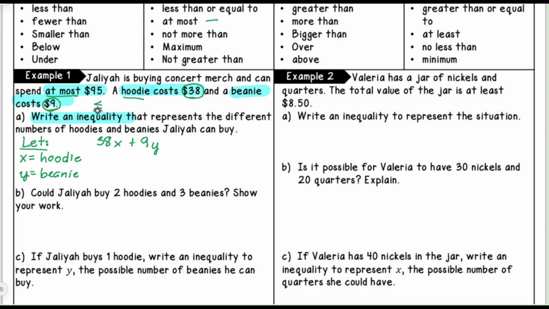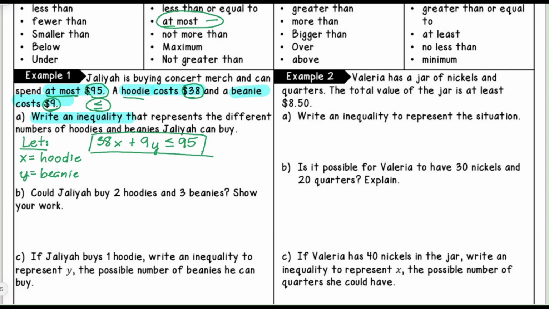I know that my inequality is this guy here because we just looked it up here, right? It's at most, and it's less than or equal to, and then 95. Jalaya only has $95. They cannot spend $95.01. They have to stop at 95 or less. They could spend 75. They could spend 65. They could spend nothing. But this is going to be my inequality to represent my spending for these two items.